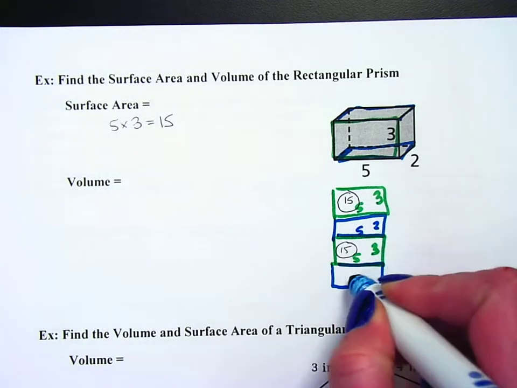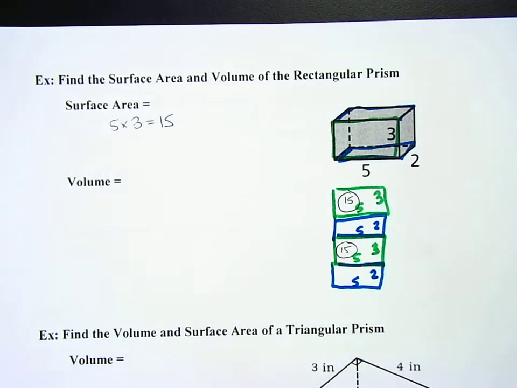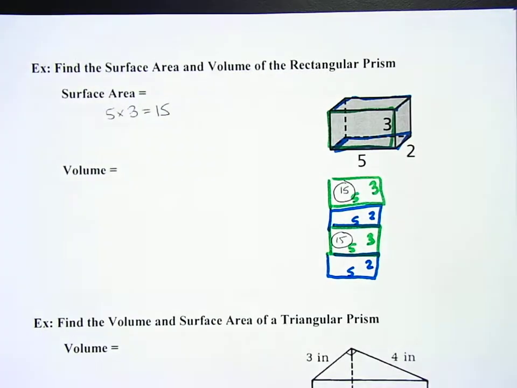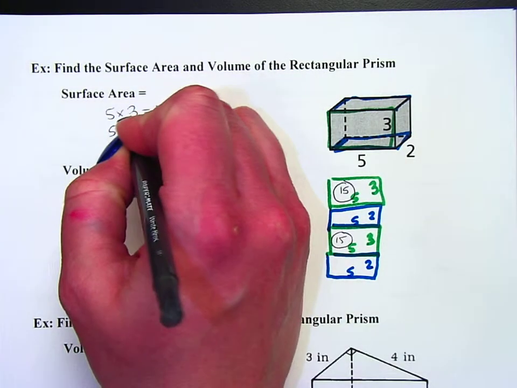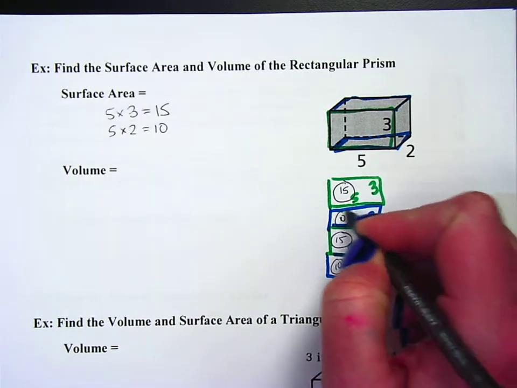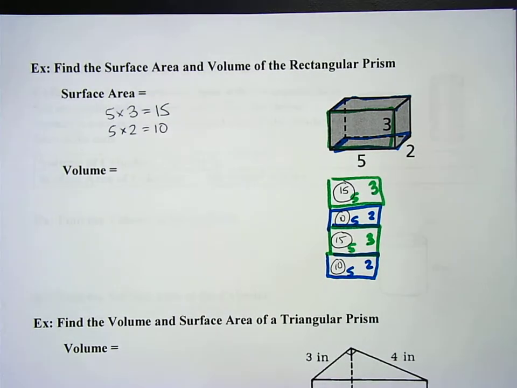So this rectangle is 5 by 2. To find the area, we would do 5 times 2, which is 10. So I'm going to write that on my notes. 5 times 2. These are each 10. So now I have 4 of my sides. I need 2 more though.